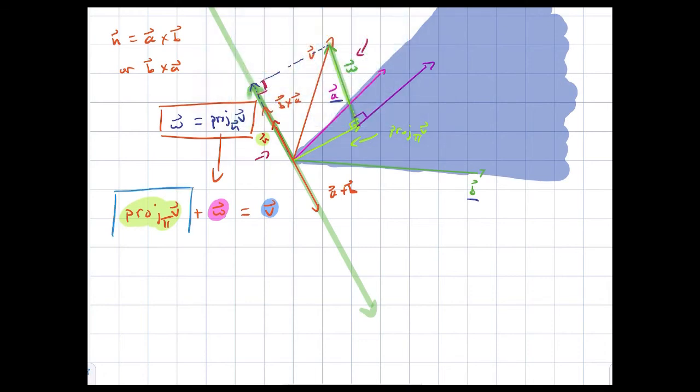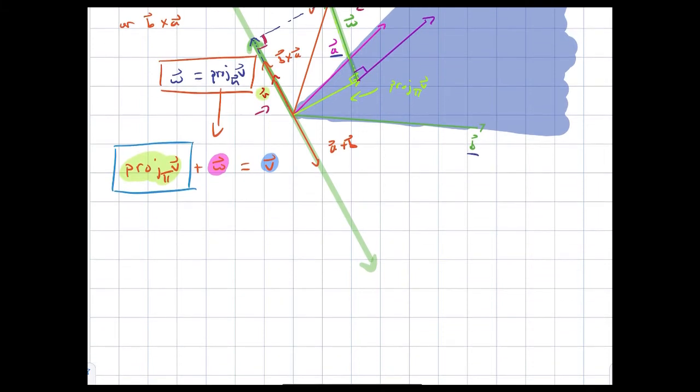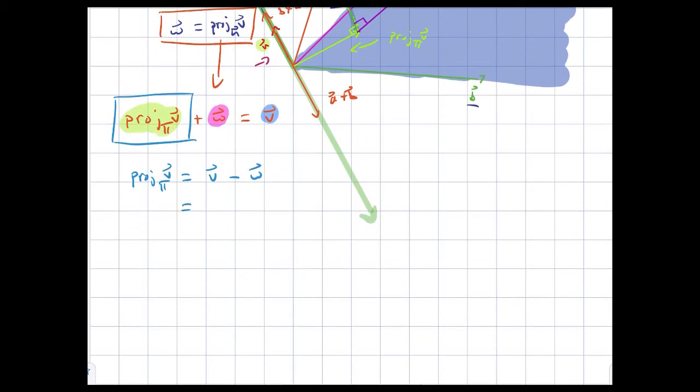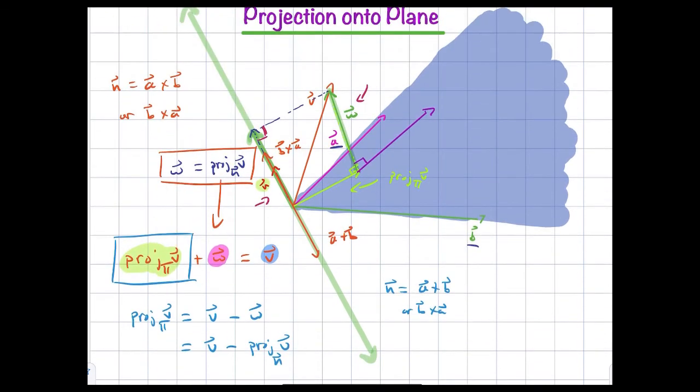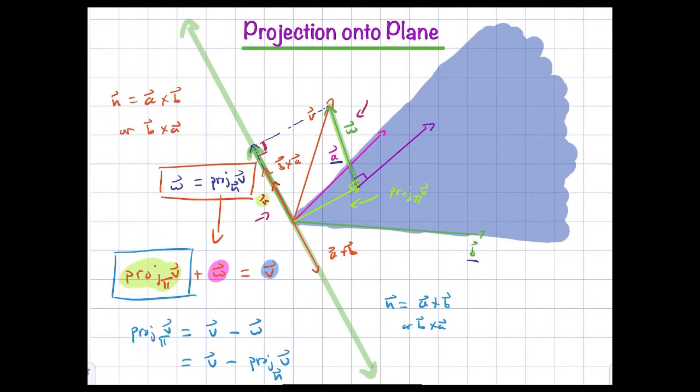We're assuming that allows us to isolate the projection of v onto the plane pi. We know that the projection of v onto the plane pi is going to be equal to v minus w, or v minus the projection of v onto the normal vector n, where again n is going to be a cross b or b cross a. It does not matter which. And that gives us the projection of v onto the plane pi. So that's terrific that we have the projection of the vector v onto the plane pi.